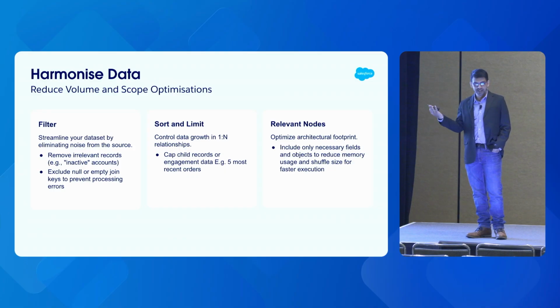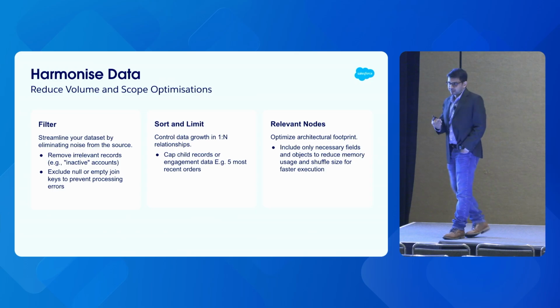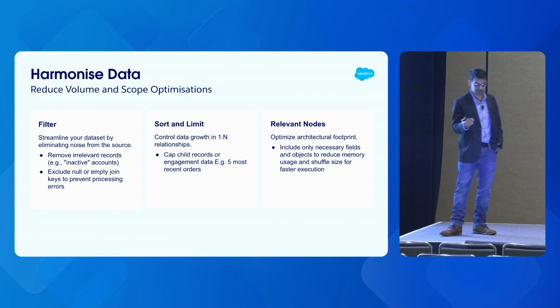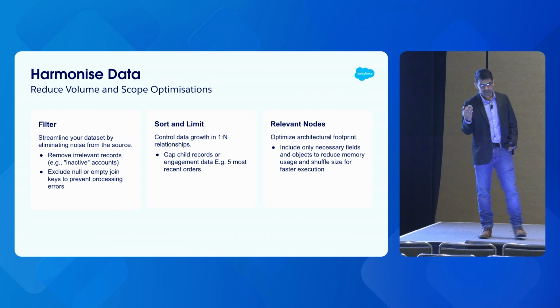First thing, reduce the data volume and scope. How do we do that? Streamline your data. Don't ingest or process data that you don't care about. Remove irrelevant records, remove stale records, remove null records. There are a lot of columns that you don't care about. Please ignore them in the transform, CI, and whatever other things.